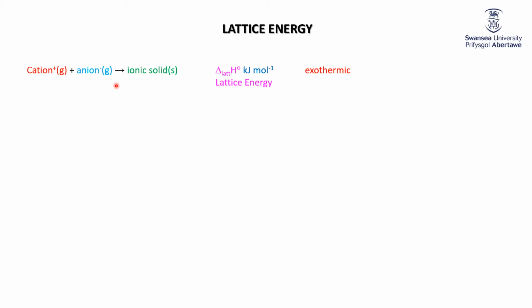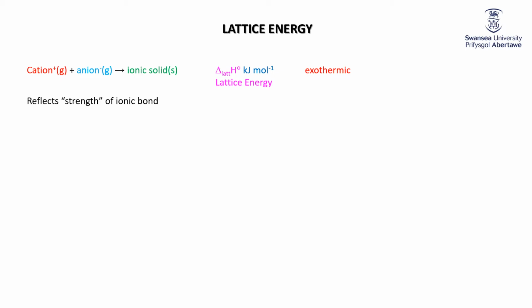In addition, think about turning a solid into a gas. You have to put energy in. Turning a solid to a gas, sublimation, is endothermic. So when you get the gases going to the solids, it will be exothermic. So lattice energy, exothermic from both considerations. And it's a reflection of the strength of the ionic bond.